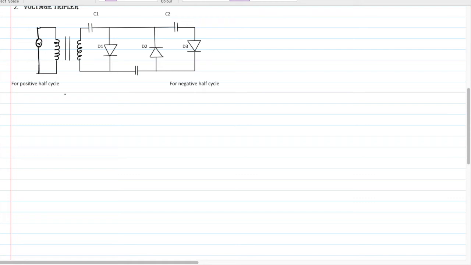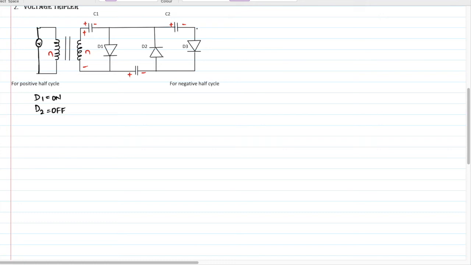Okay. So first I'll apply a positive half cycle. This is plus and this is minus. So the capacitor is plus minus, here plus minus, and the capacitor is plus minus. When you apply the positive cycle to the anodes of diodes D1, D2, D3, what happens is that diode D1 will turn on, diode D2 will turn off.